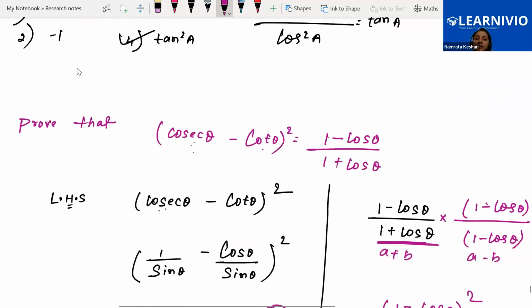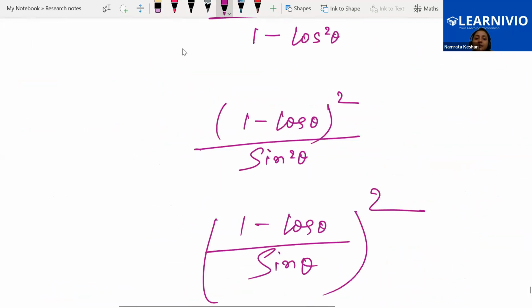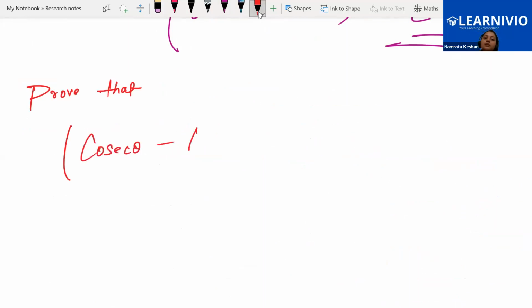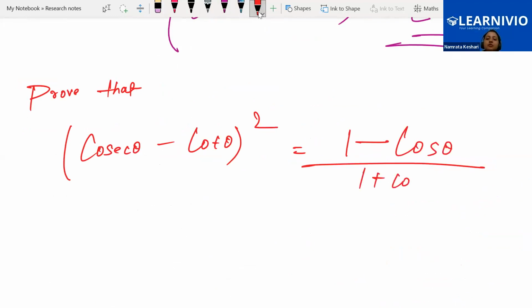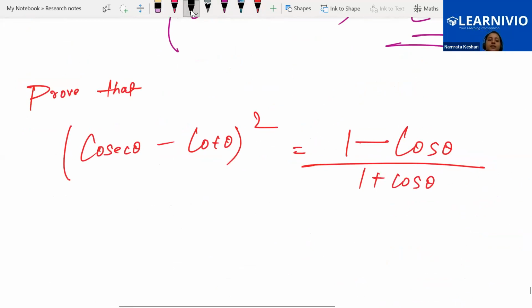However, by taking the left hand side, I'm going to show you how you will be able to prove it. So we have the same question: prove that cosec theta minus cot theta whole square is equal to 1 minus cos theta by 1 plus cos theta. You don't know what to do. By default, most of the time we take the left hand side and try proving the right hand side.